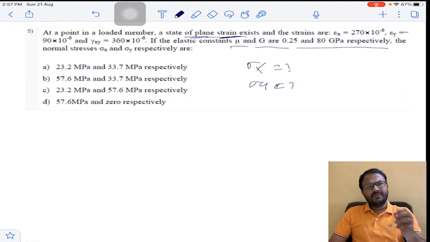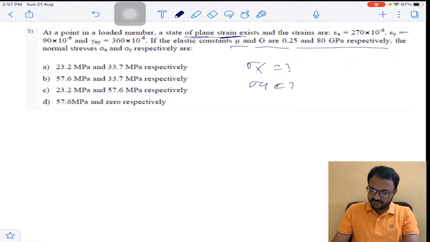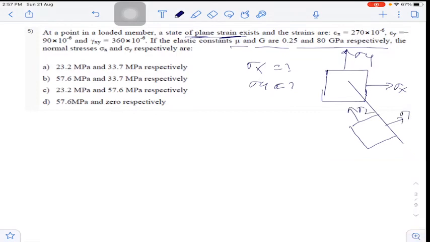Okay. So the basic principle we need to know here is that on any two perpendicular planes the summation of normal stresses is a constant value. For example, this is sigma x, this is sigma y and this is a principal plane I am taking. So perpendicular to this plane there is another. This is sigma 1 and this is sigma 2. So from the concept, sigma x plus sigma y is equal to sigma 1 plus sigma 2.